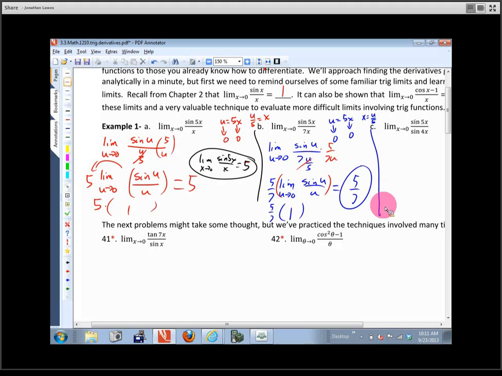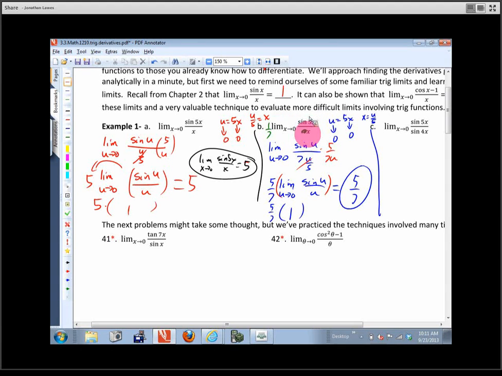Not the 5/7, because you can't factor the 5 out of here, but you can factor something else out to make it look more familiar. Let me change colors here. What if I did this? What if I thought of that as 1/7 times sine 5x over x, and then I slid that 1/7 out here, and then I had this to deal with: 1/7 times this limit right here.